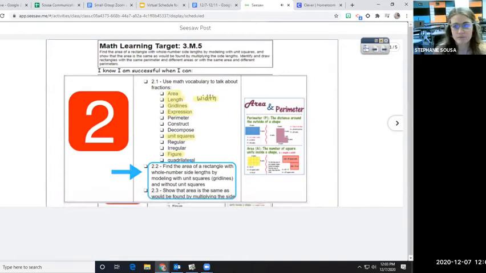This week, we're going to start a new math learning target, 3M5. 3M5 says that we're going to find the area of a rectangle with whole number side lengths by modeling with unit squares and show that the area is the same as would be found by multiplying the side lengths. As we work through this learning target this week, some words that you might need to be familiar with are area, length and width, grid lines, expression, unit squares, and figure. I want you to think about these words as you're hearing them in today's lesson.